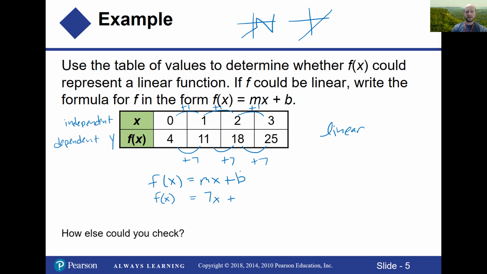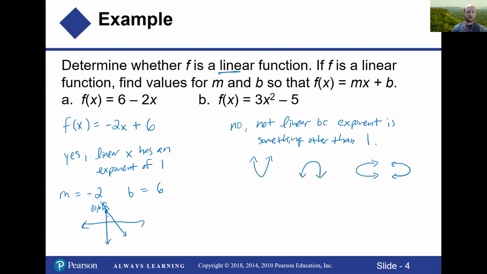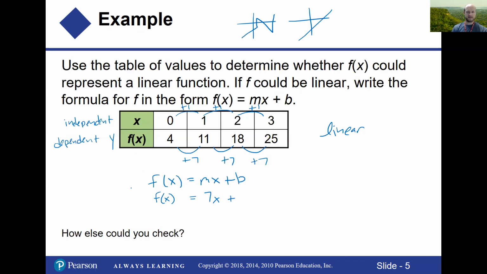What's b? What's the y-intercept? Well, if you recall from my previous picture, our y-intercept is when x is 0. Okay, so in this case, it was 0, 6. Okay, well, when is x 0 in this case in the table? Well, when x is 0, y is 4. So our y-intercept is going to be 4, or b is going to be 4.